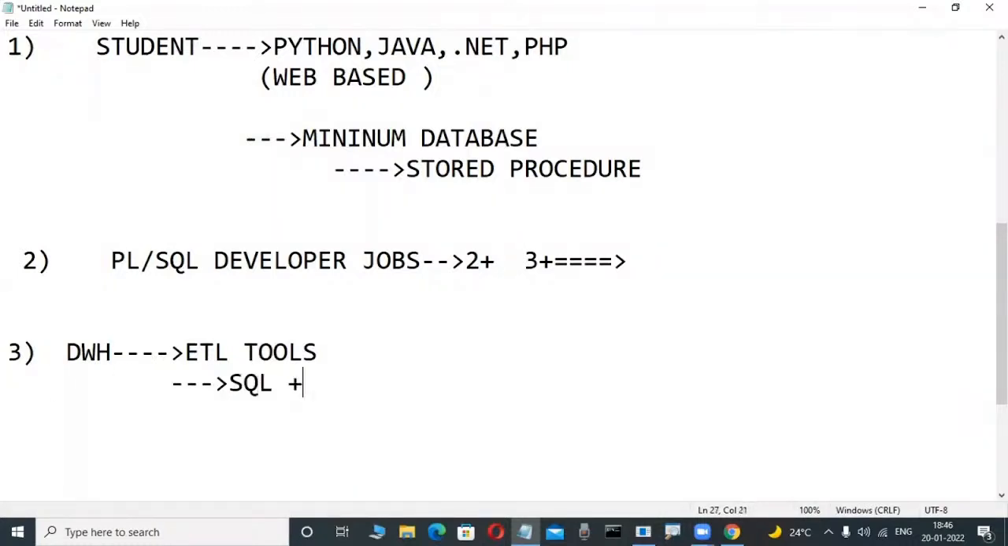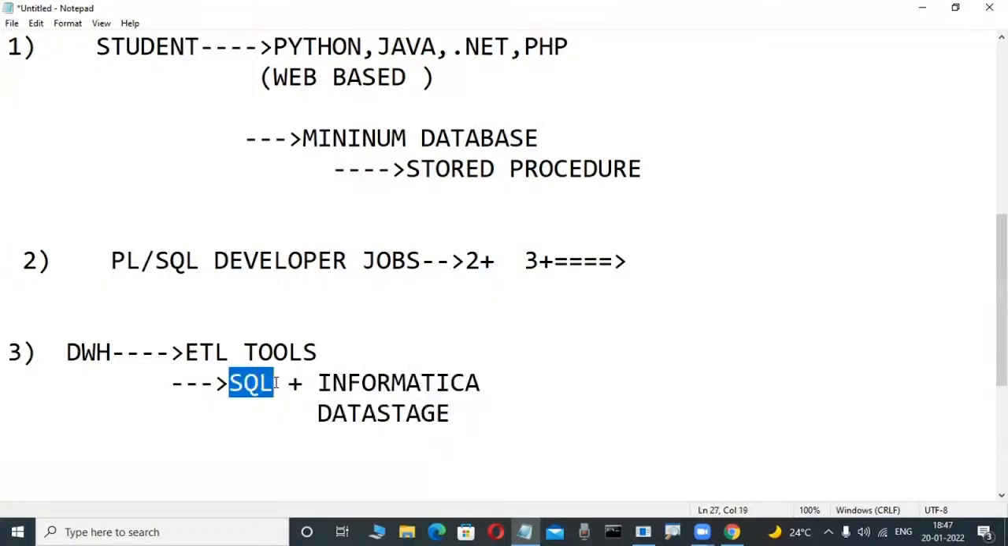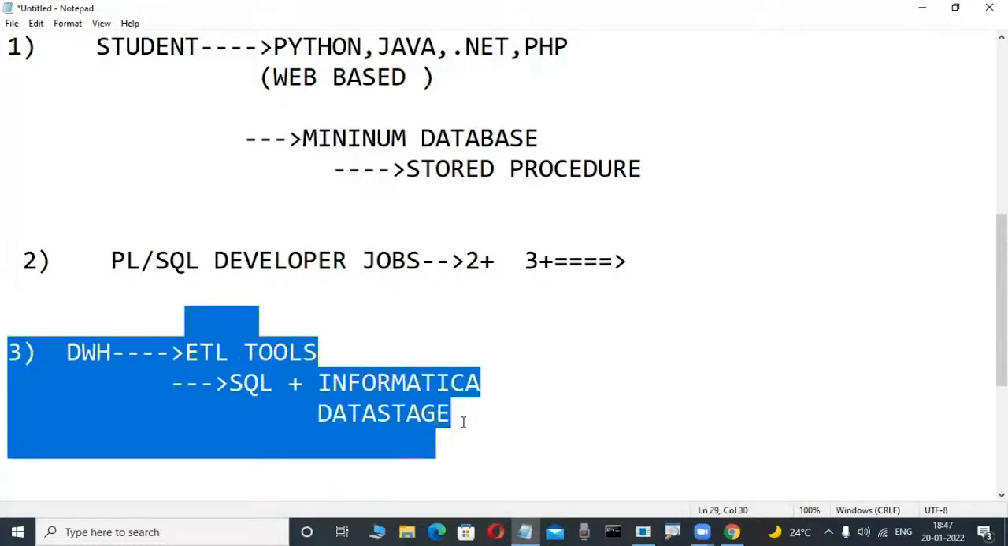Having an idea of SQL, they learn these tools in institutes also. Informatica is a very popular ETL tool. Again, there is also Talend, another popular tool. These ETL tools have a graphical user interface. Minimum knowledge of SQL is required, and that's why they learn these courses, for job purposes also.